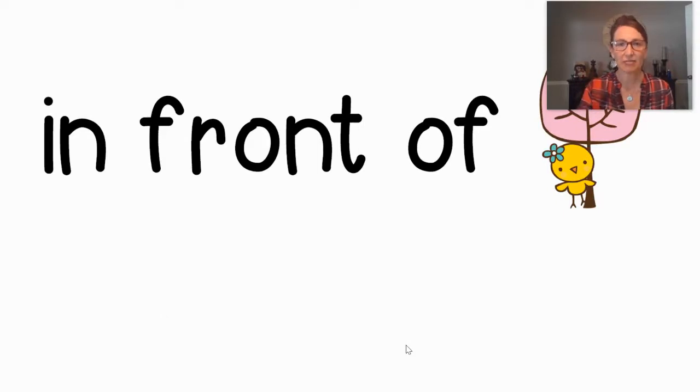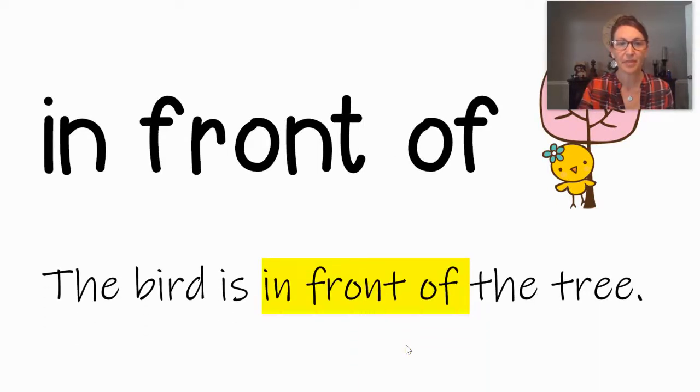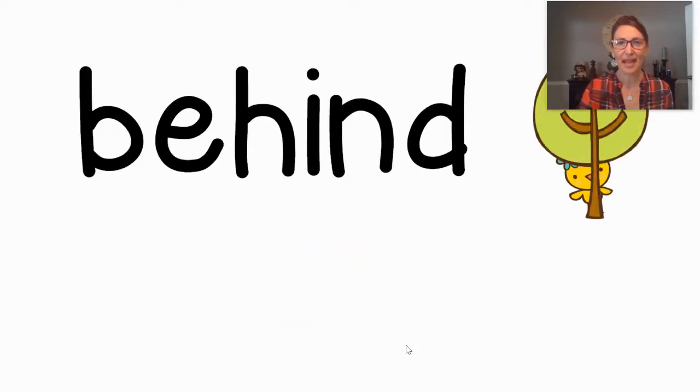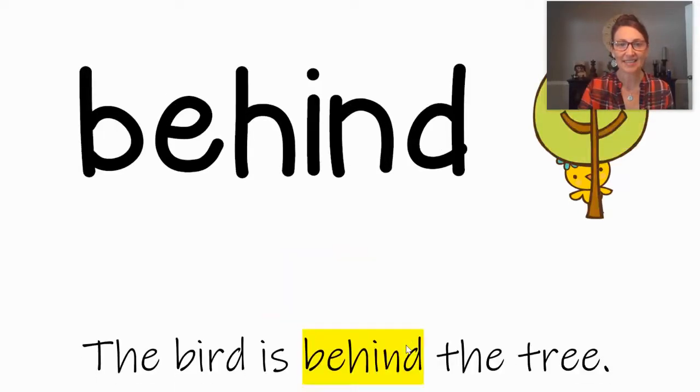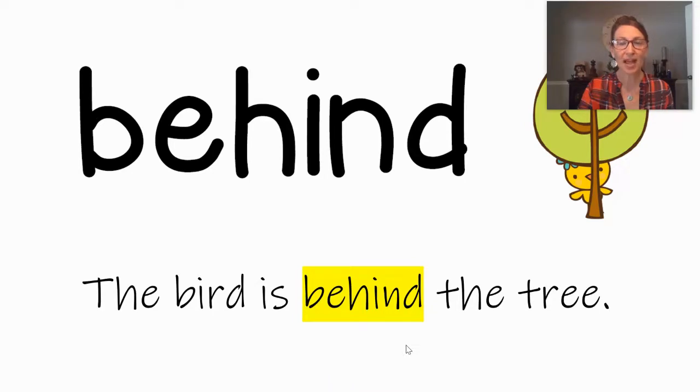In front of. The bird is in front of the tree. What do you have in front of you? You may have a computer or a TV or a phone. And I'm in front of you. Behind. The bird is behind the tree. Behind is another word for in back.